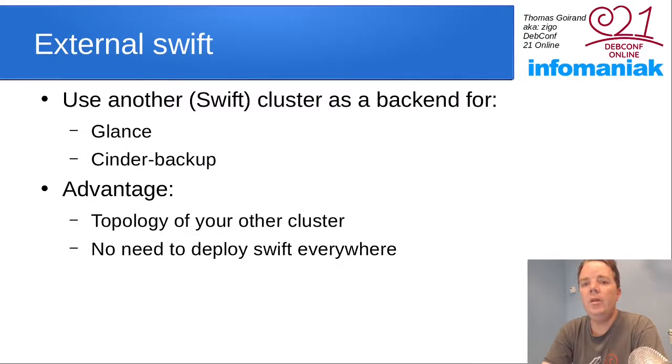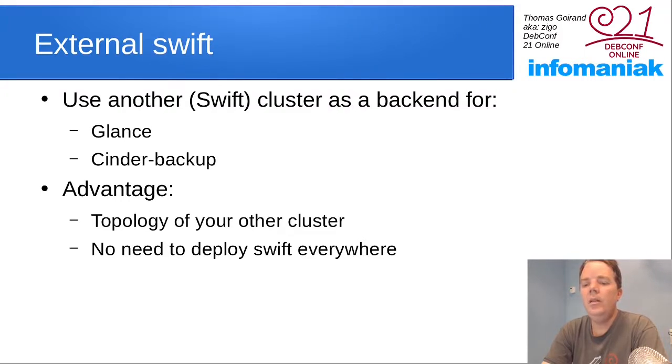Another nice feature that we like a lot at Infomaniak is that it's possible to use an external Swift. What does that mean? Let's say you already have a cluster running Swift with a lot of storage space. Probably you do not want to set up Swift a second time on your newly installed cluster. That's what this feature is about. So you can connect cluster A, which is, for example, a compute cluster, to cluster B, which is a Swift cluster. Doing so, Glance and Cinder Backup will use Swift as a backend.